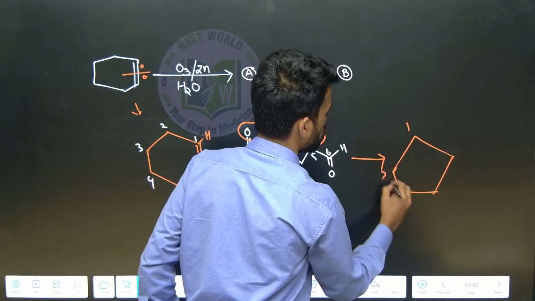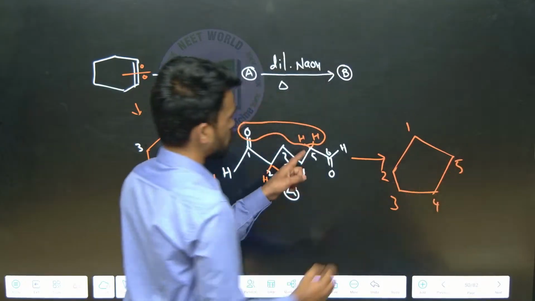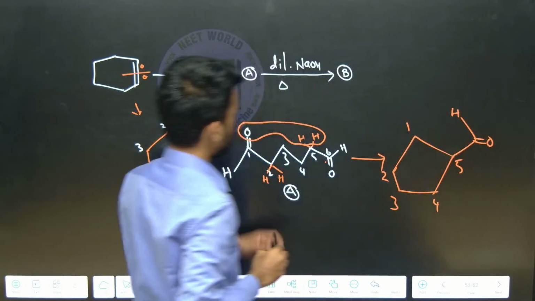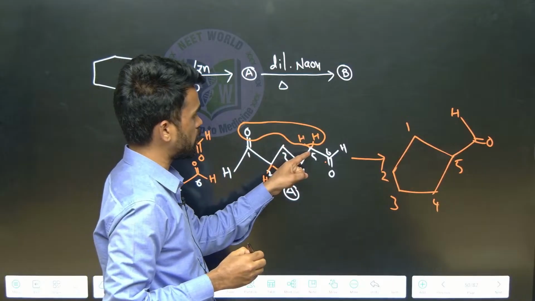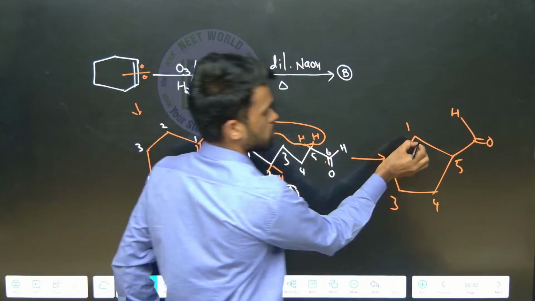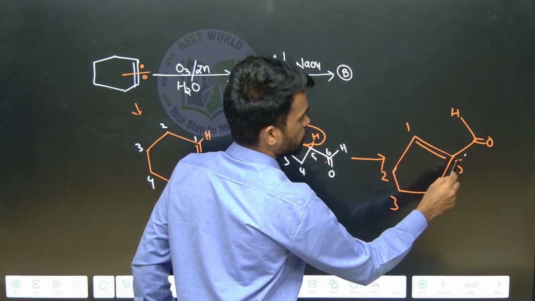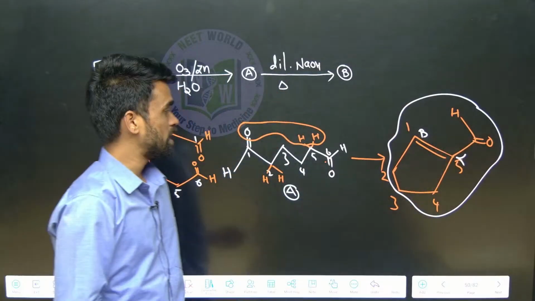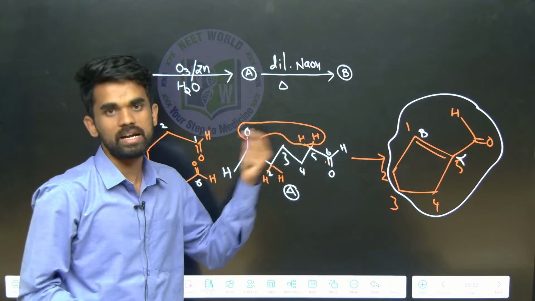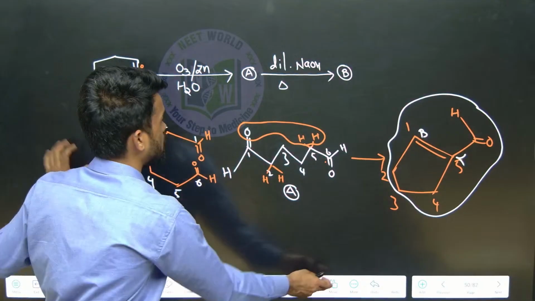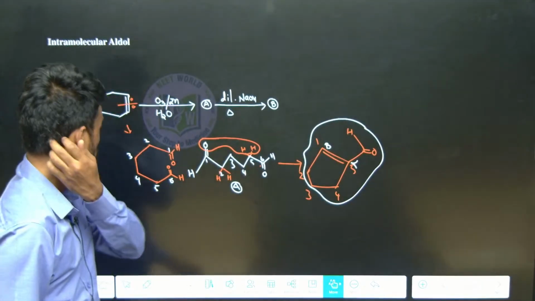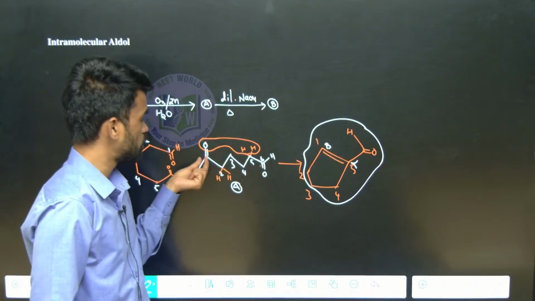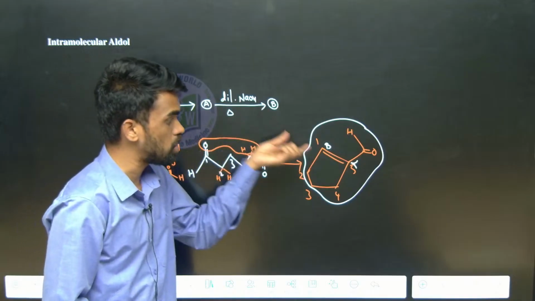So let us say 1, 2, 3, 4, 5. On the 5th carbon we have an aldehyde group, like this. And between the 1st carbon and 5th carbon we make a double bond. See, an alpha beta unsaturated carbonyl compound is formed now. So it means within the molecule aldol condensation is taking place. This is called intramolecular aldol condensation. From here we are getting alpha hydrogens, from here we are getting an oxygen, so within the molecule aldol condensation is taking place.